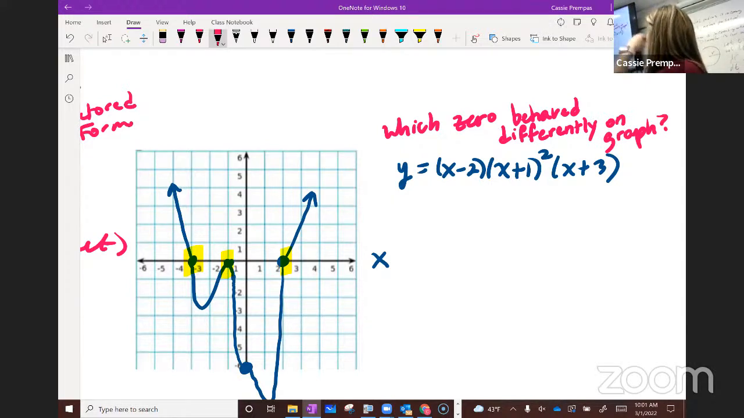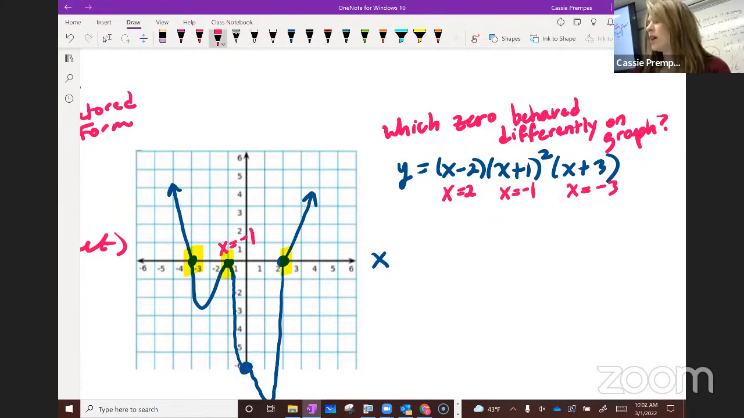All right, guys, which zero behaved differently on the graph? Here's where our 3 zeros came from: x equals -3, x equals -1, and x equals 2. Which one behaved differently when you were looking at the graph? The one that's squared, and I actually love Mario's language that she just used. She actually just figured out what it is in the equation that makes this bounce off.